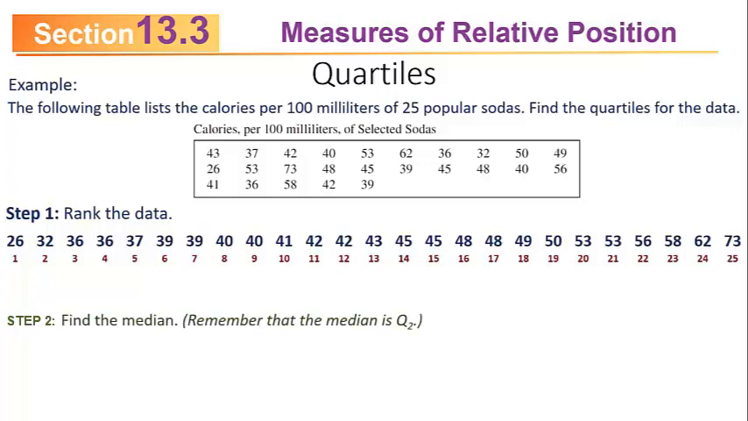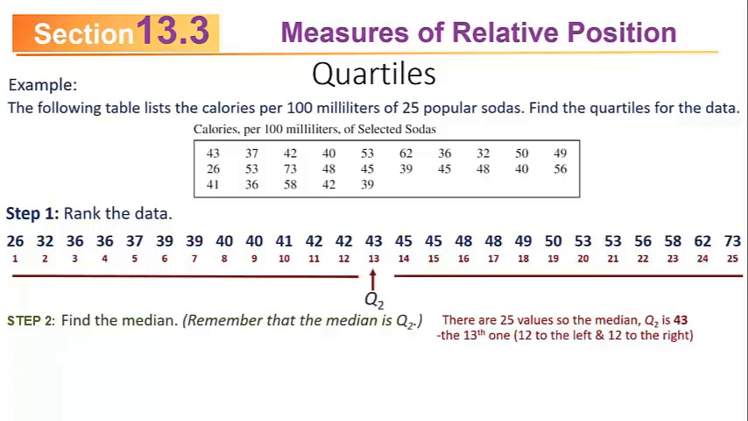Once you've ordered, find the median. The median is q sub 2. Well, if there are 25 values, that means that the 13th one is the median, 12 on the left, 12 on the right, and the 25th one would be the 13th one. So q sub 2 is 43.